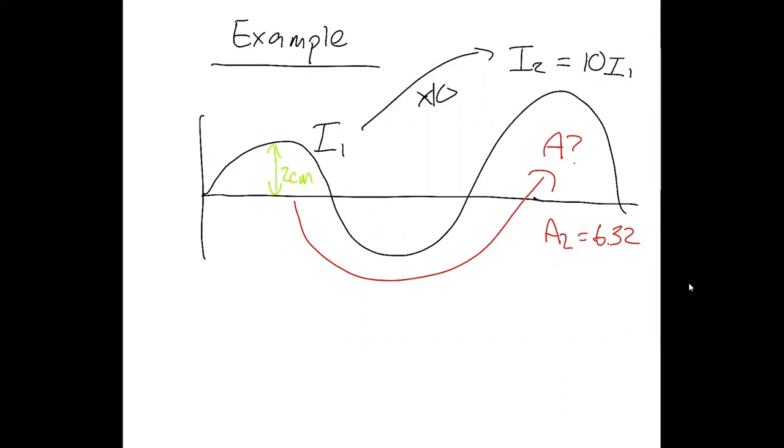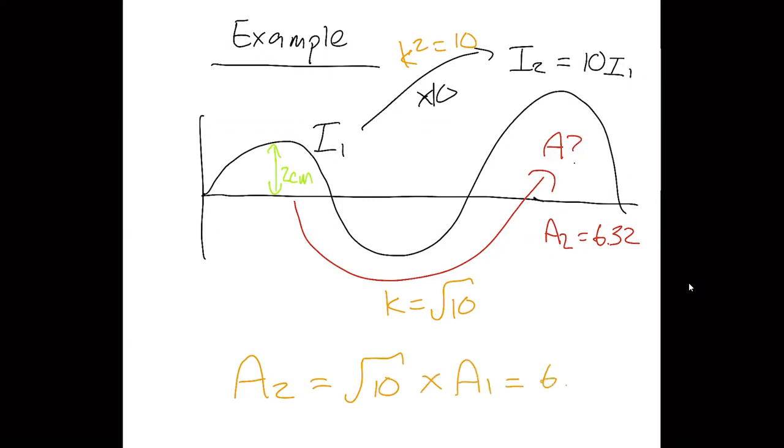Okay, so basically, we said previously that you need K and you multiply the amplitude by K to get the bigger amplitude. Now, this time we have K squared, which is 10. So if you just say the square root of 10 times 2, you'll get the amplitude. So in other words, K is equal to square root of 10. That's absolutely correct, which means that A2 is equal to square root 10 times A1, which is equal to 6.32 without having to do the maths.